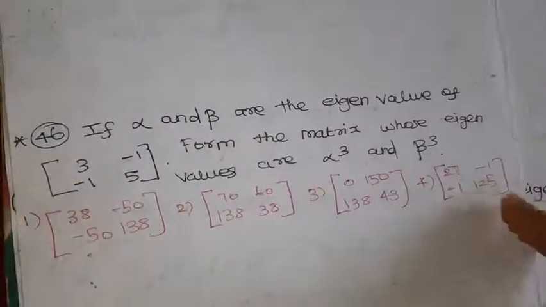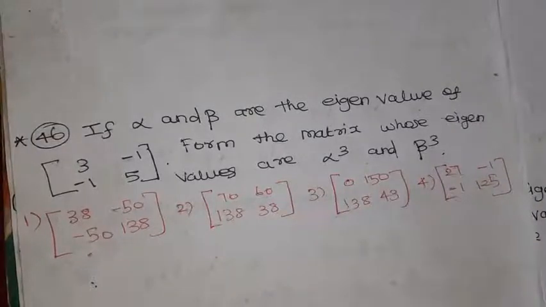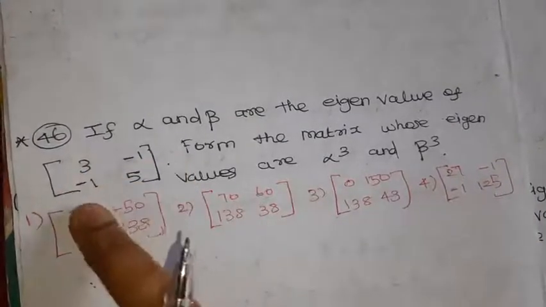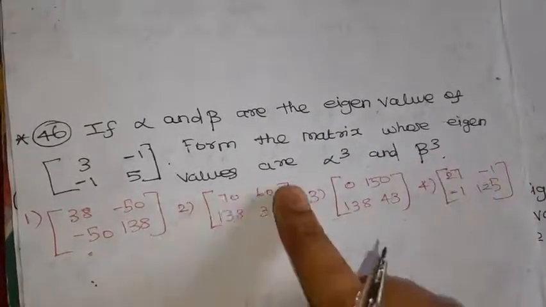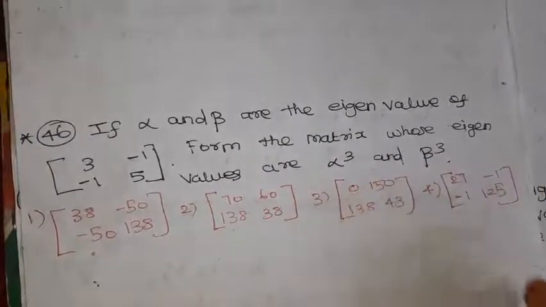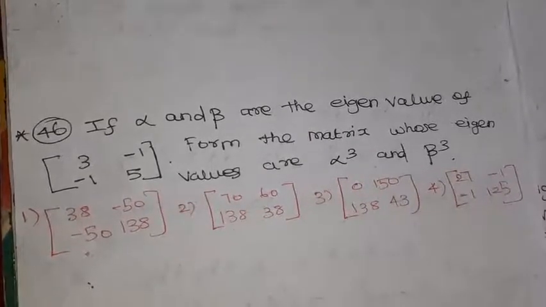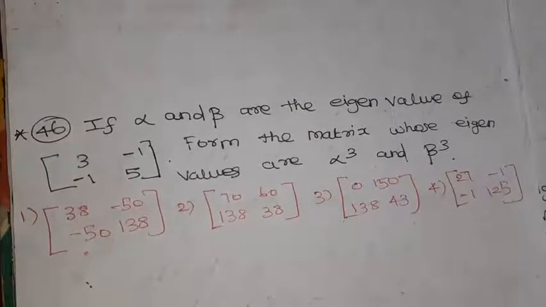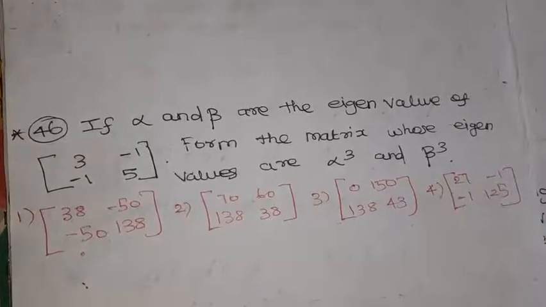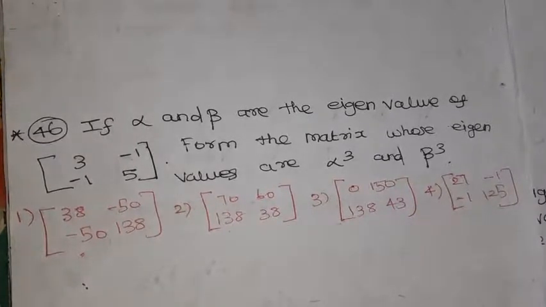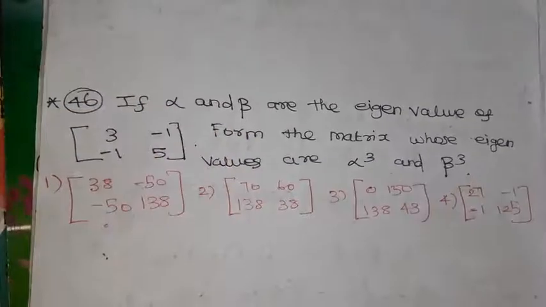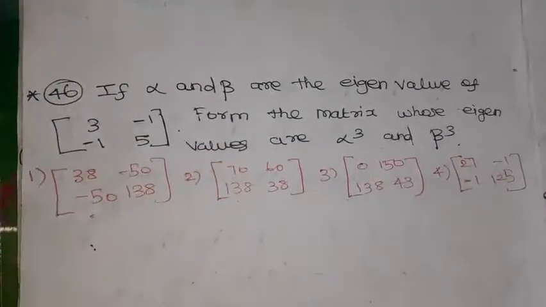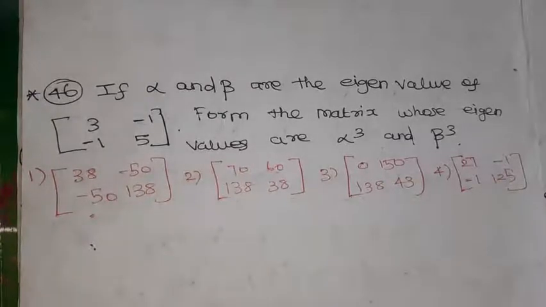Then, if alpha and beta are the eigenvalues of the given matrix, form the matrix whose eigenvalues are alpha cube and beta cube. So we should form the matrix for the eigenvalues alpha cube and beta cube. What is given? Alpha and beta are the eigenvalues of the given matrix. This is a 2 cross 2 matrix. We are going to use one of the properties of eigenvalues. What is that?